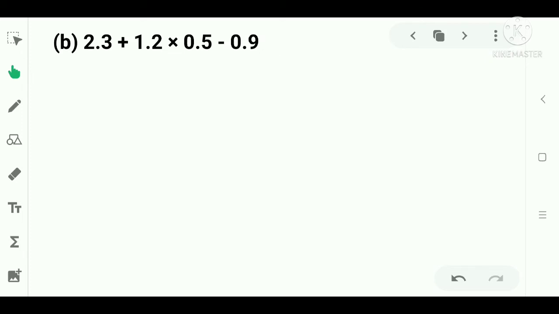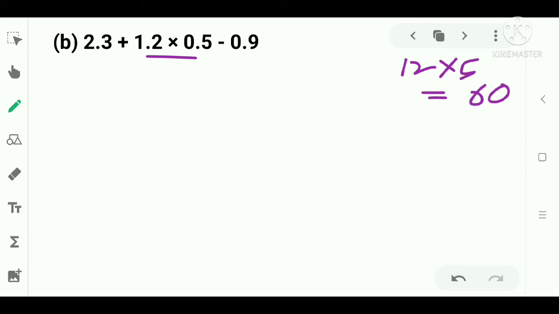So again we will apply DMAS here. In DMAS, division is not here, so multiplication is here. So multiplication we will do first. So we will multiply 1.2 by 5. So students, when you are multiplying decimal numbers, just ignore the decimal. So 12 multiply 5 is 60.